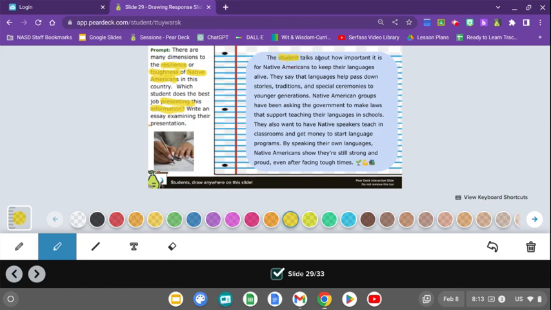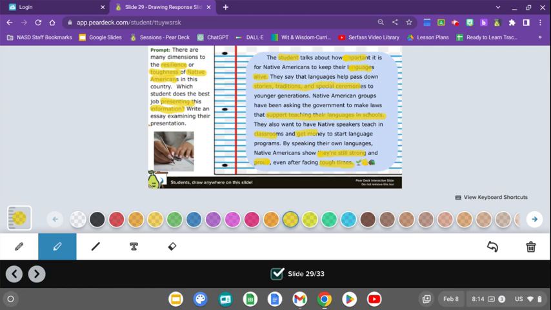The student talks about how important it is for Native Americans to keep their languages alive. They say that languages help pass down stories, traditions, and special ceremonies to younger generations. Native American groups have been asking the government to make laws that support teaching their languages in schools. They also want to have Native speakers teach in classrooms and get money to start language programs. By speaking their own languages, Native Americans show that they're still strong and proud, even after facing tough times.